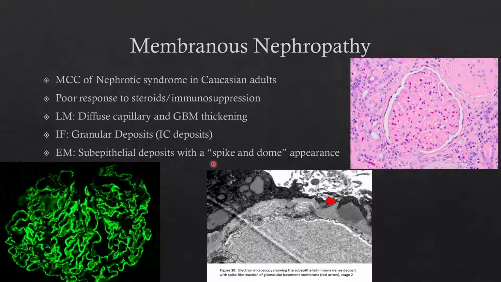The big one and a key word that you're always going to see on an exam is spike and dome appearance. So here's your spike and here's that dome. And it is subepithelial. That starts to matter once you get into the nephritic syndromes as well. But just know with membranous nephropathy, this is the spike, and then you're going to get this subepithelial deposit, and that's the dome.